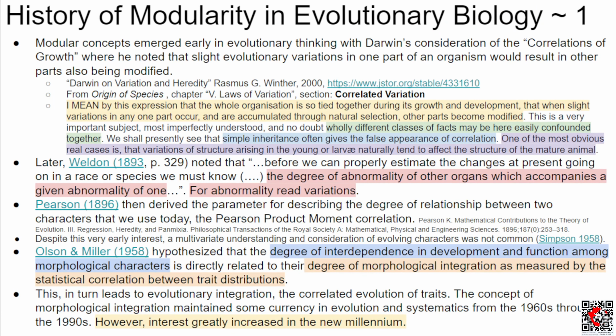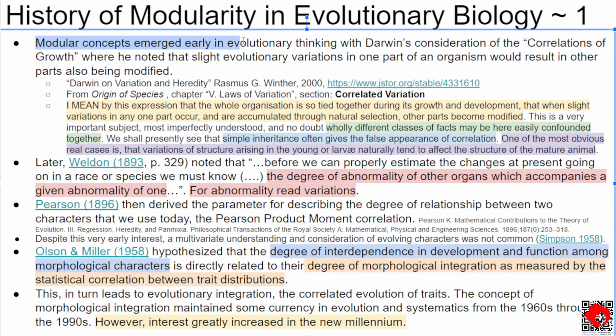So the paper has a really great overview of the history of modularity and also other sections. It's a very broad-ranging paper with some very interesting discussions and conclusions. And their history is really worth unpacking and looking at how the concept's been evolving through time. So this is a quote from the authors. Modular concepts emerged early in evolutionary thinking with Darwin's consideration of the correlations of growth, where he noted that slight evolutionary variations in one part of an organism would result in other parts also being modified.